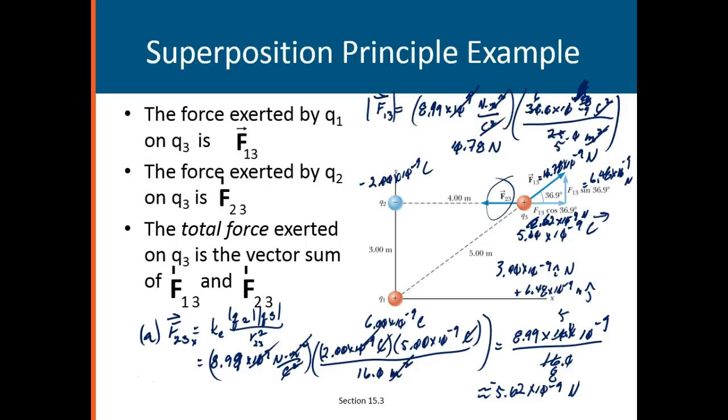Okay. You see how they get that? This magnitude squared plus this magnitude squared, add them together, and then take the square root, okay? And they get 7.15 times 10 to the minus 9 newtons. So the magnitude of F13 is equal to 7.15 times 10 to the minus 9, okay?